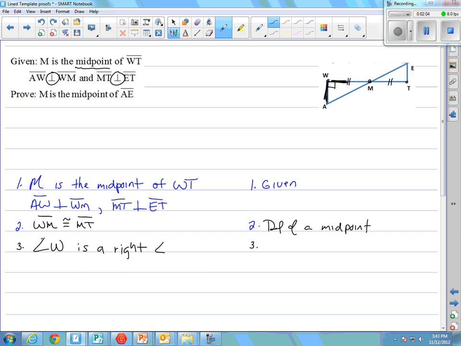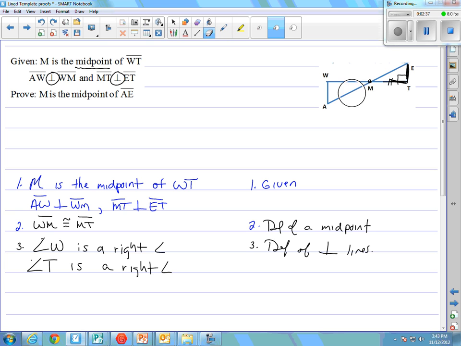Next vocabulary word, MT is perpendicular to ET. There's ET, there's segment MT. Guess what? Right angle. So I'm also going to say that angle T is a right angle. I'm going to put both of these under step 3 because it's the same reason. It's the definition of perpendicular lines. I always ask myself, how do I know those were right angles? Well, the perpendicular lines told me that they had to be right angles. Remember, the definition of perpendicular lines is two lines that intersect to form right angles.